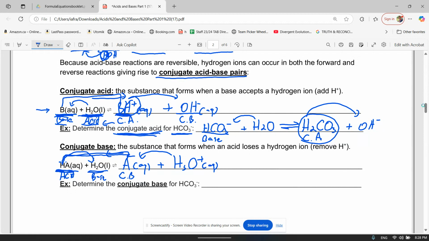Now water was a base. This is acting as a conjugate acid because it would give H plus to go back in the other direction. So these are conjugate acid base pairs, with this being the base and this being the conjugate acid.